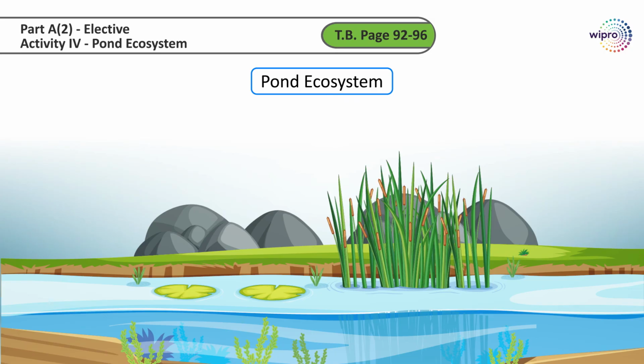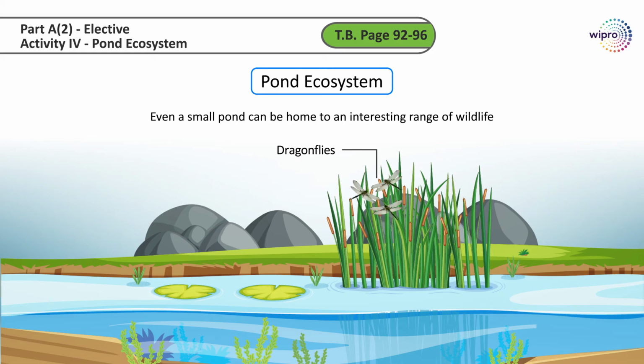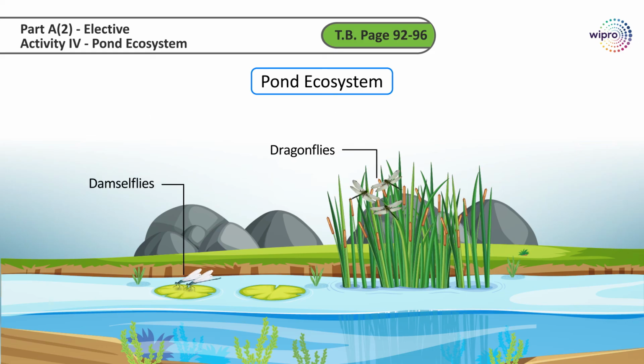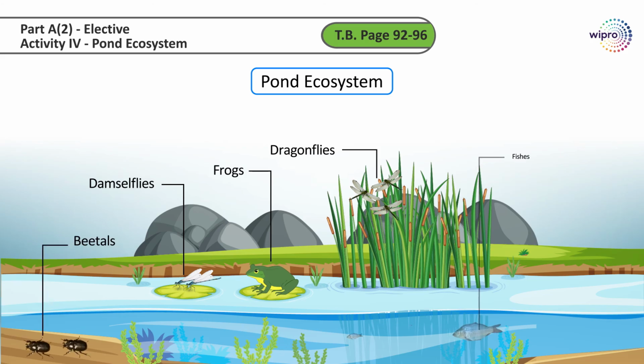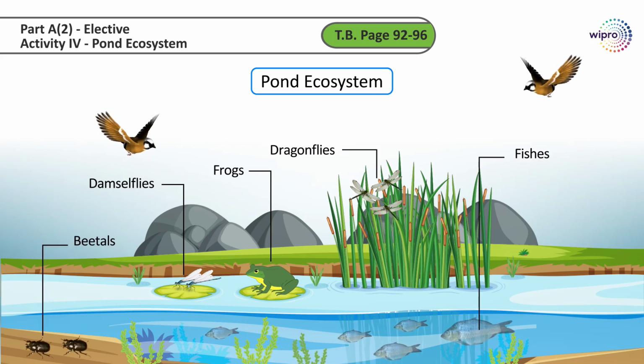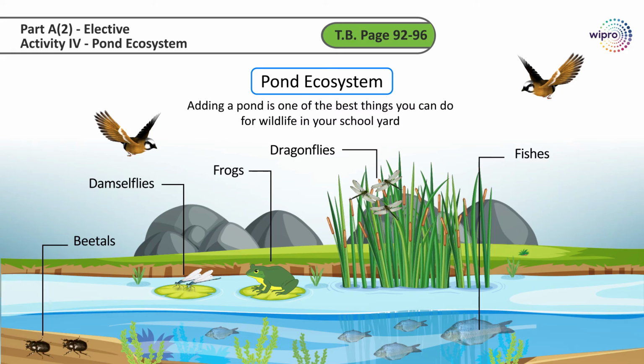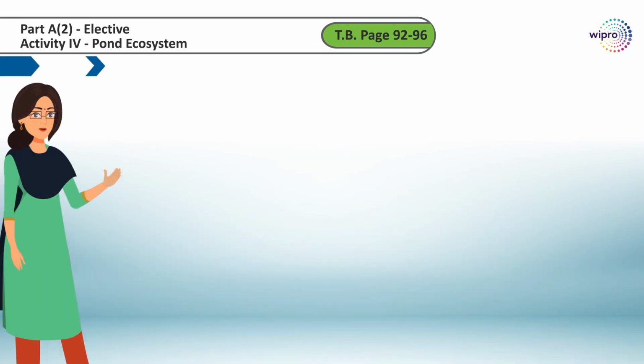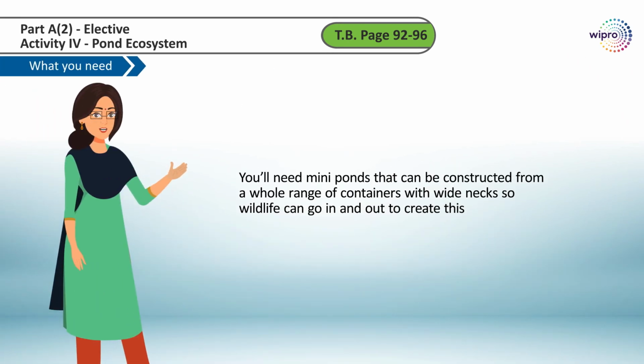Ponds are rich ecosystems. Even a small pond can be home to an interesting range of wildlife, such as dragonflies, damselflies, frogs, beetles, and fishes. Birds visit them to drink water and bathe. Adding a pond is one of the best things you can do for wildlife in your schoolyard. You will need mini ponds that can be constructed from a whole range of containers with wide necks, so wildlife can go in and out to create this.